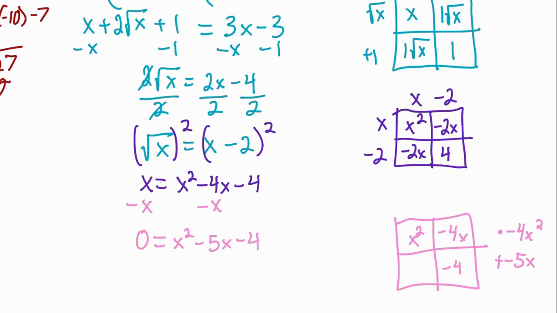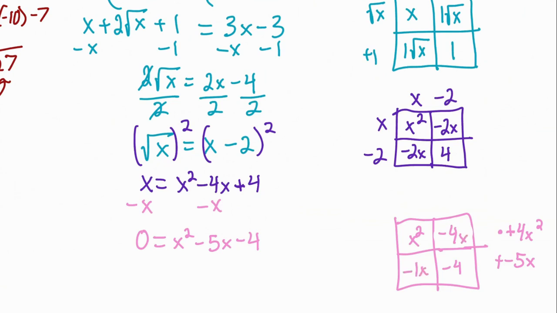Oh, I'm sorry, I was like, I definitely did something wrong. This is meant to be a positive 4. That's why. So we want something that multiplies to a positive 4, but adds to a negative 5x. So it is negative 4x and a negative 1x.